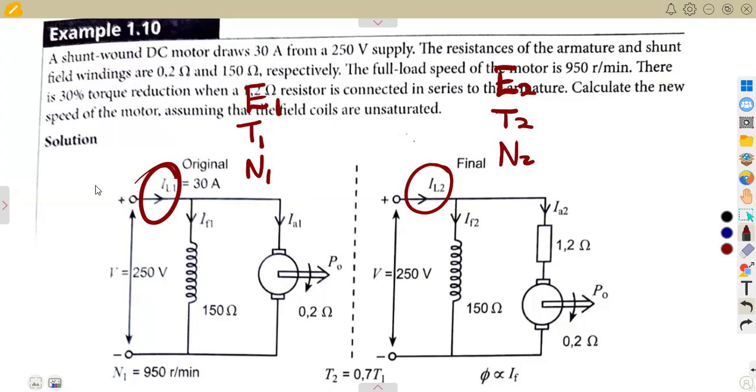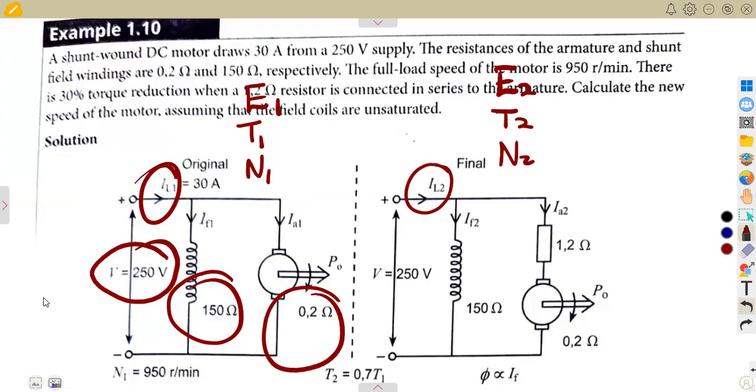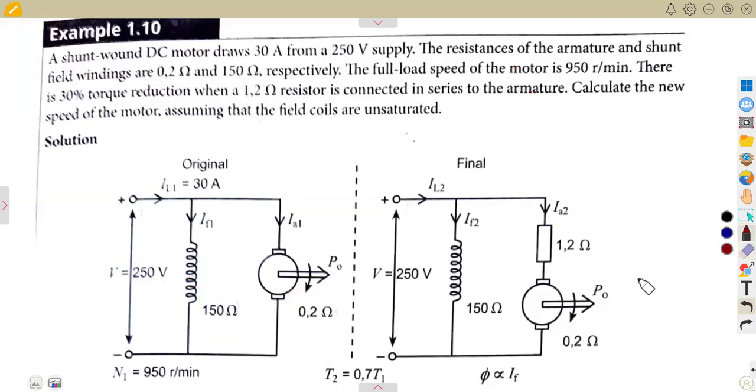All these are going to change, except for what? The voltage taken from the supply, the field, which is the shunt field resistance, and the armature current. These three are not going to change. But there will be a condition.